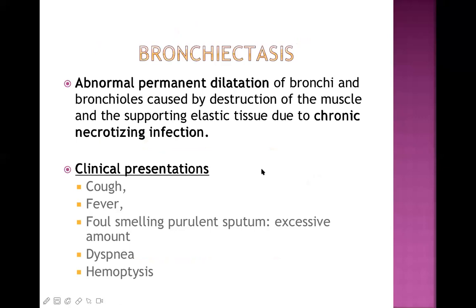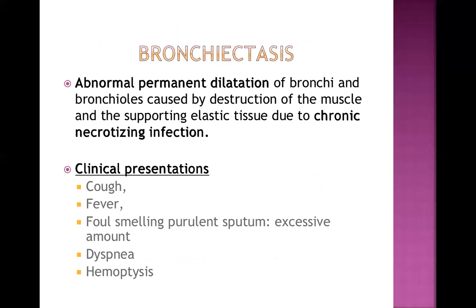Now, after bronchial asthma, let's move on to bronchiectasis, another important topic in the respiratory system. In the beginning, let's start with the definition. Bronchiectasis means there is abnormal and permanent dilatation of bronchi and bronchioles, which is caused by destruction of the muscle and the supporting elastic tissue, and that is due to chronic necrotizing infection.